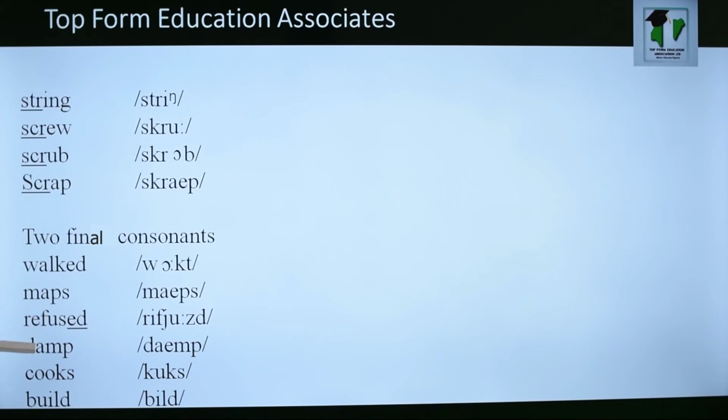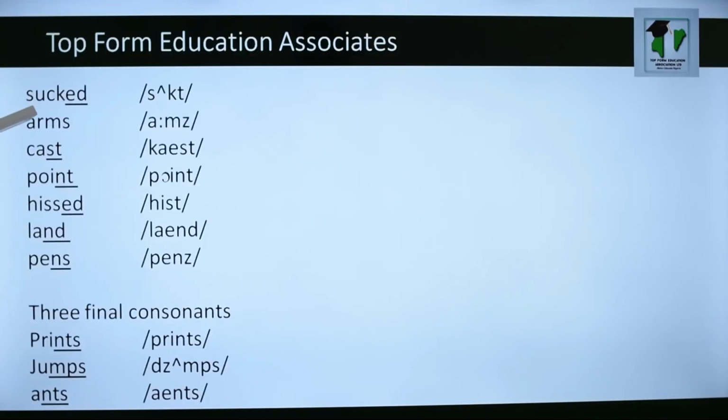Then we have damp. We have M and P. We have cooks. Ks. As K and S. Then we have build. We have L and D. These are the two final consonant clusters. We have sucked. K and T. We have arms. M and Z.